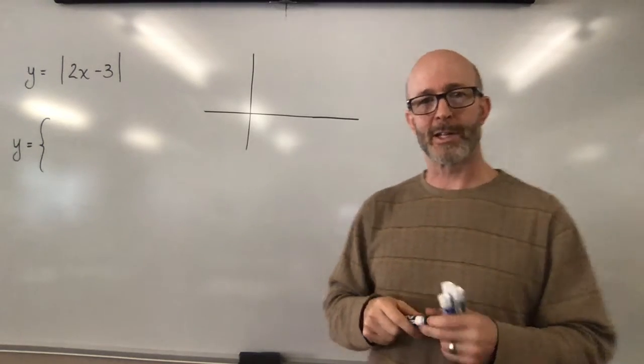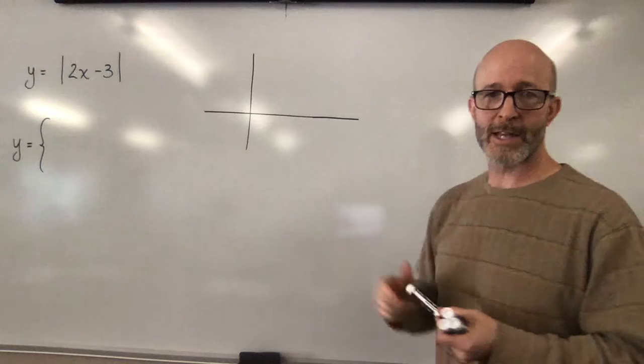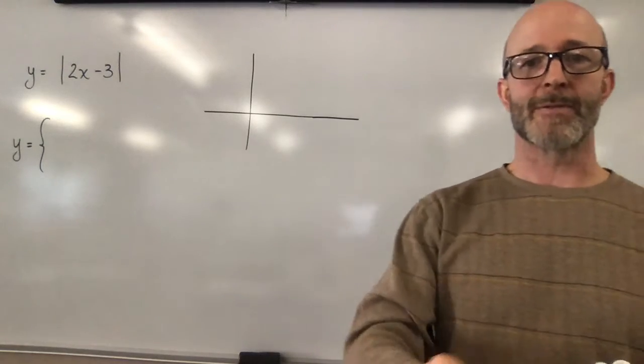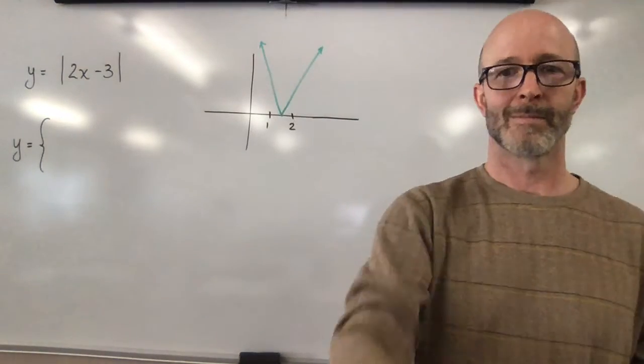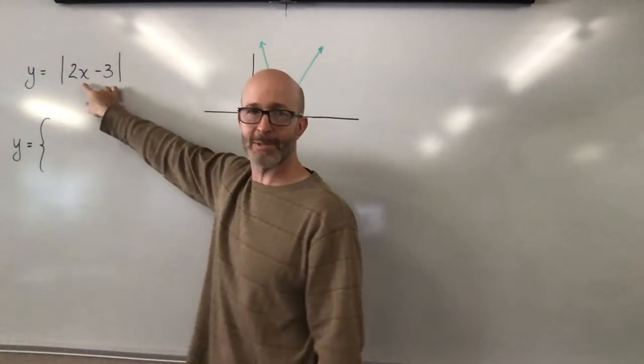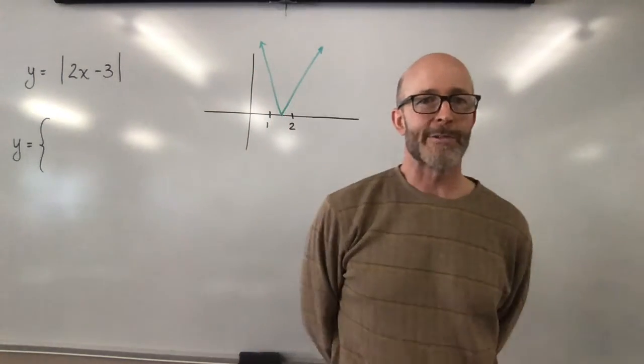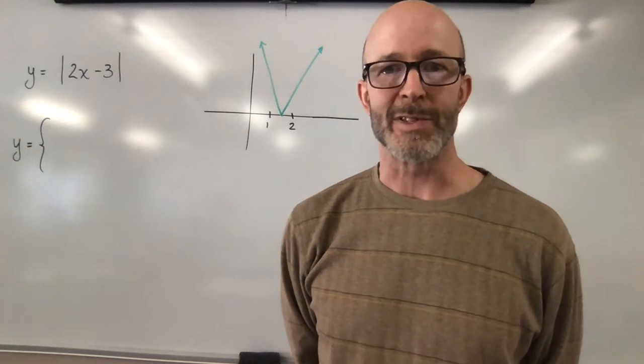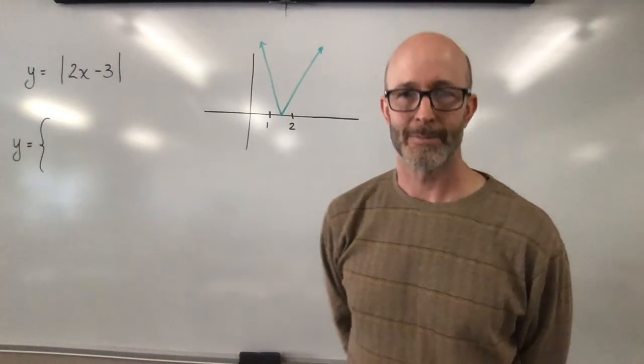So my first question is, where is the vertex on this graph? Where would it be for this particular function? If you said that vertex was at positive 3 halves, you are absolutely correct. Whatever is going to make that absolute value equal 0, that's going to be the turning point.